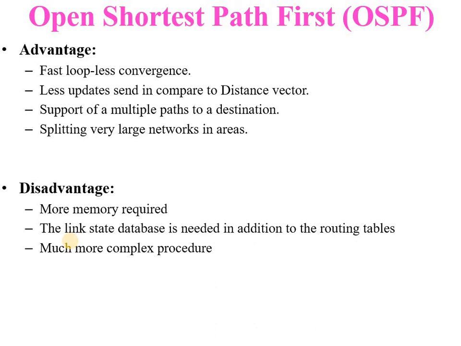The working or the routing table generation is the same as the link state routing algorithm. The only difference between link state and open shortest path first is that it uses its own distance for finding the shortest path. So that's it. Thank you so much for listening.